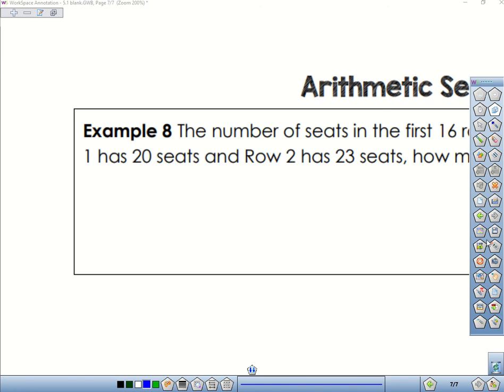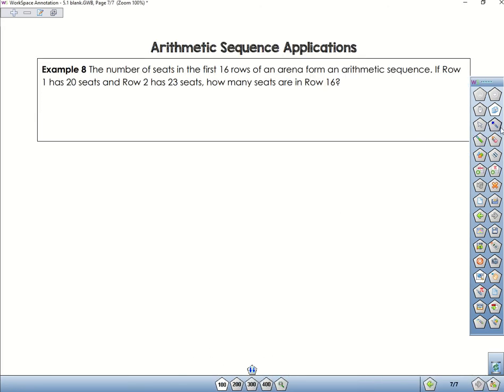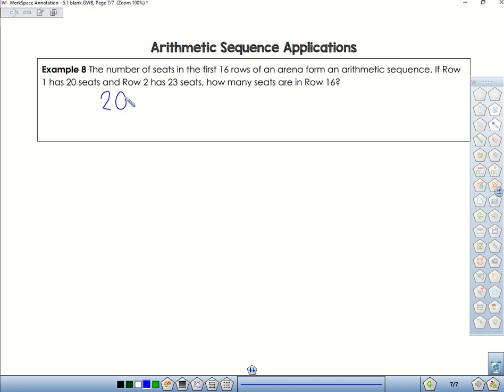So the next problem we're going to do is going to be an arithmetic sequence word problem. It says the number of seats in the first 16 rows of an arena form an arithmetic sequence. If row 1 has 20 seats and row 2 has 23 seats, how many seats are in row 16? So our first term in this sequence is actually what? 20. And our second term is 23. And we know that it's in the pattern of an arithmetic sequence because they tell us it is. So because they tell us that, we can assume that it goes in that pattern.